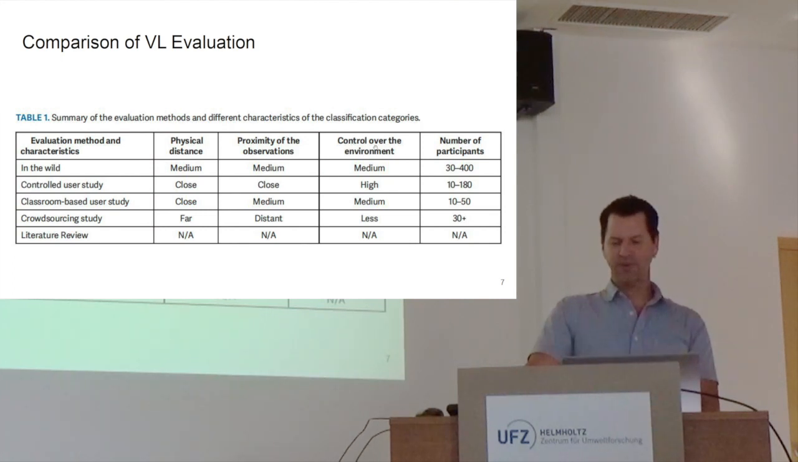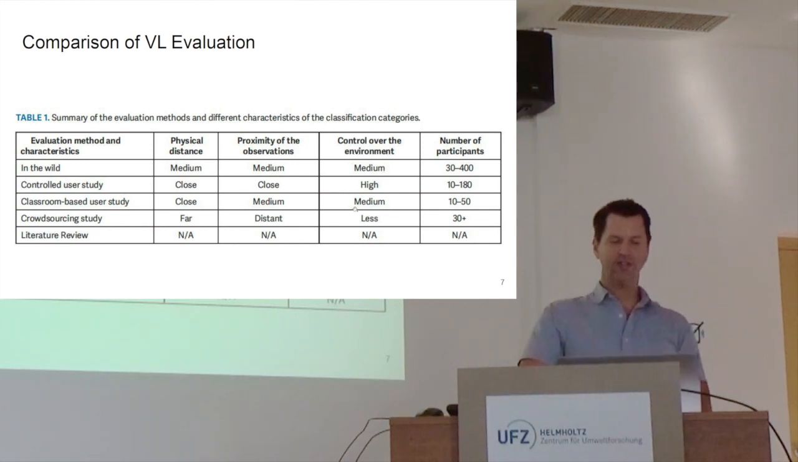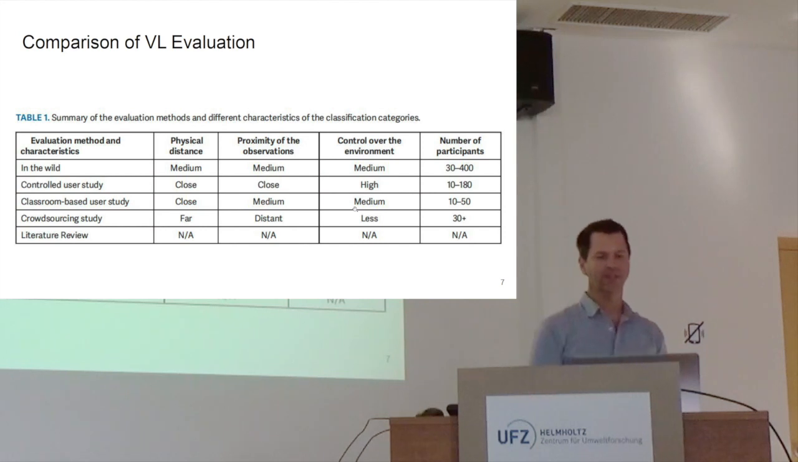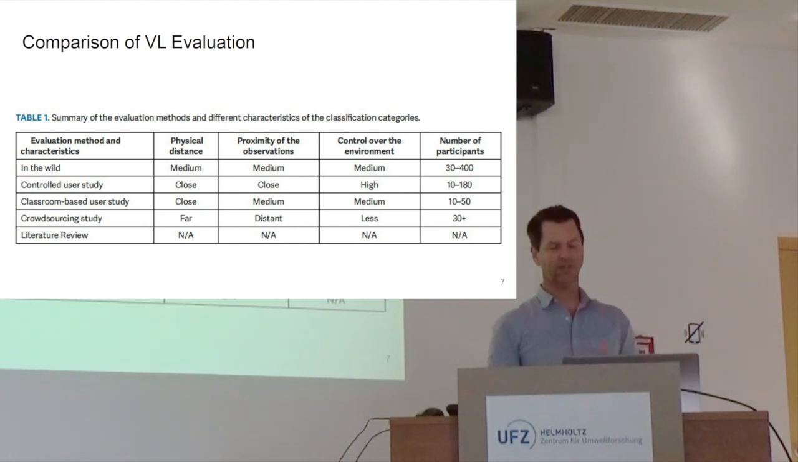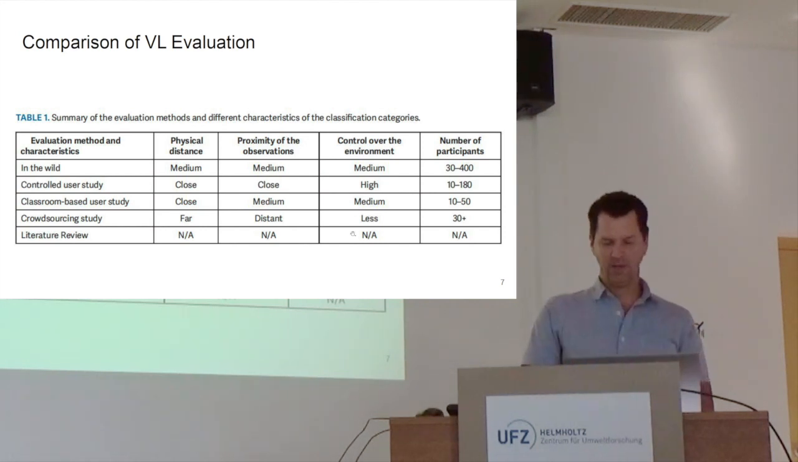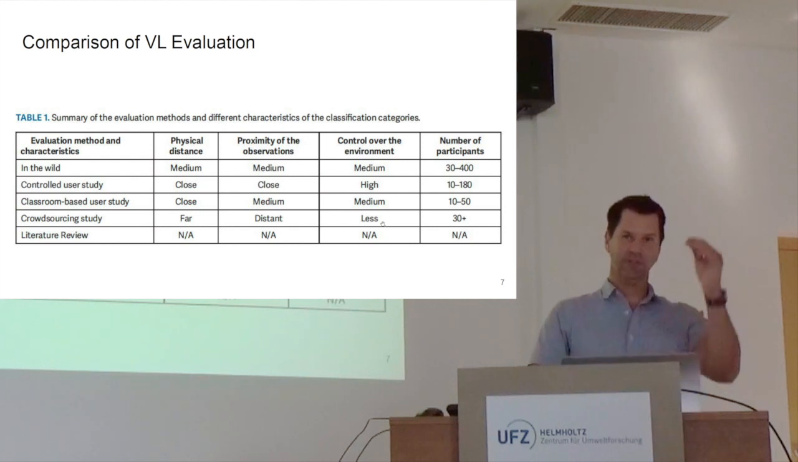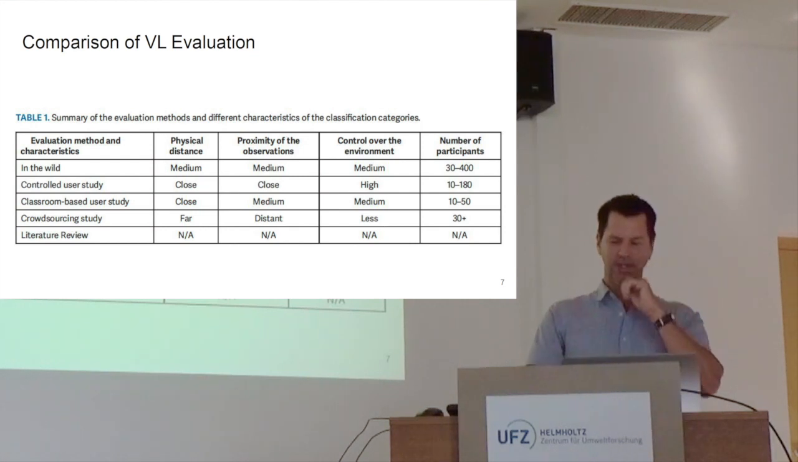And then one of the big variables is the control over the environment. Controlled user studies have high control over the environment. And then we have a little bit less control over the environment in the classroom-based and in the wild settings. This is a trade-off that we make. And especially in the crowdsourcing studies, we have the least control over the environment amongst the categories.